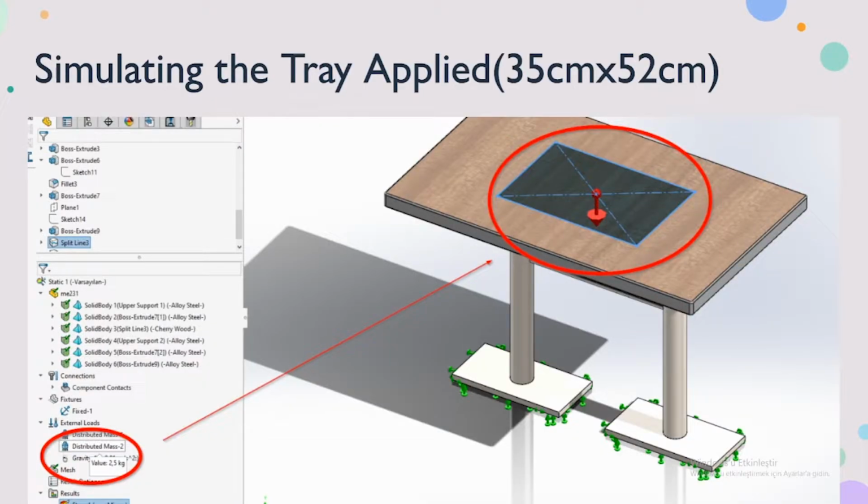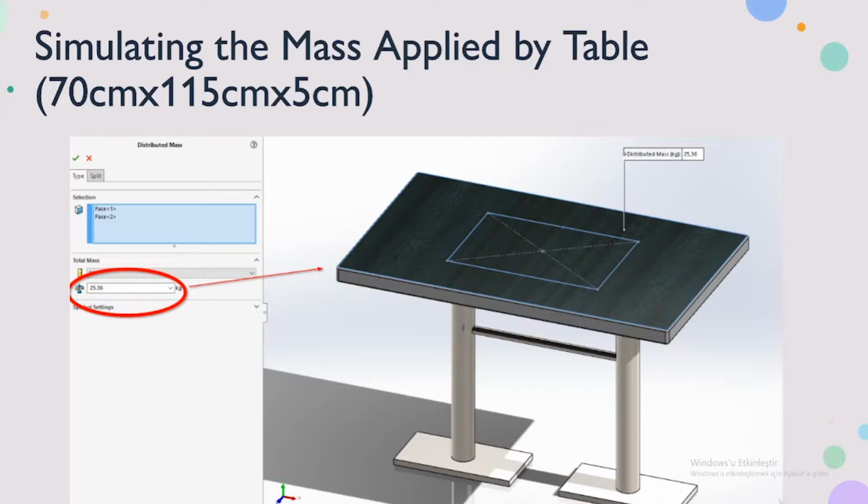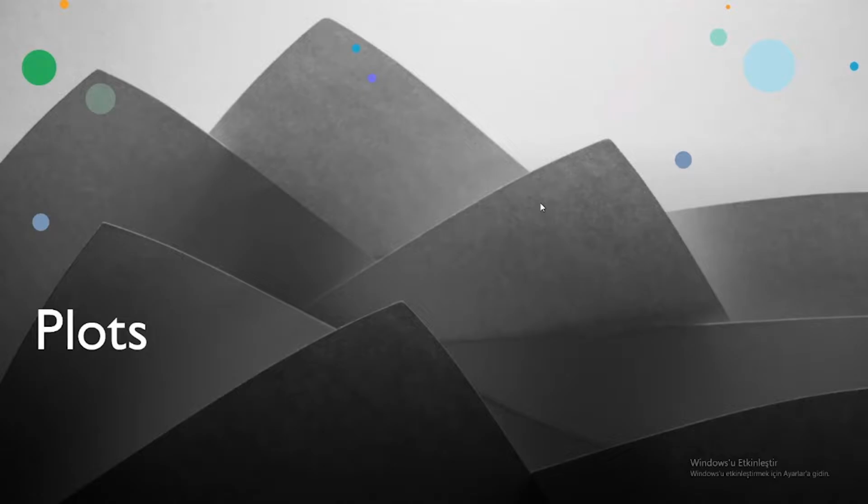To simulate the tray that exerts a force on the assembly, I used external loads as a distributed mass. The value is 2.5 kilograms, and I distributed the mass over the region of the tray area. Then I simulated the mass exerted by the table itself as 25.36 kilograms over the region of the entire upper table. Then I simulated that and gathered some plots from that.